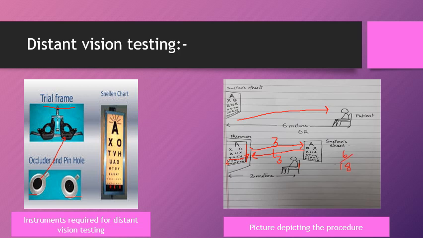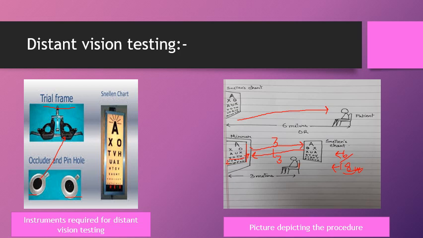This 6 indicates the distance at which the patient is seated. The 18 in the line which he has read last represents the distance at which a normal person can see the same line. So a normal person can read the same line at 18 meters distance. So 6 by 18 represents that the patient is sitting at 6 meters distance and is able to read a line which a normal person can read at 18 meters distance. So his uncorrected visual acuity becomes 6 by 18.